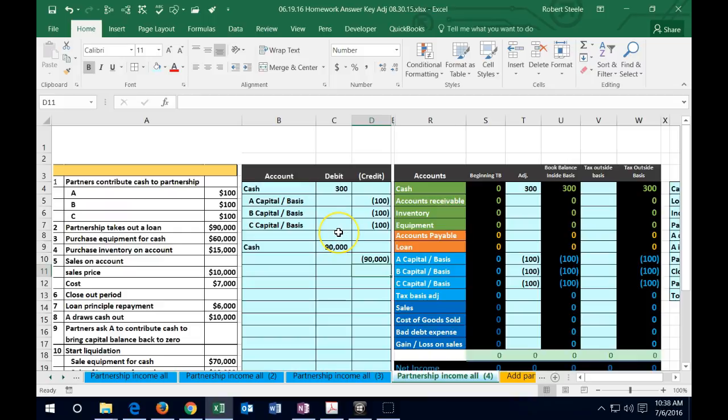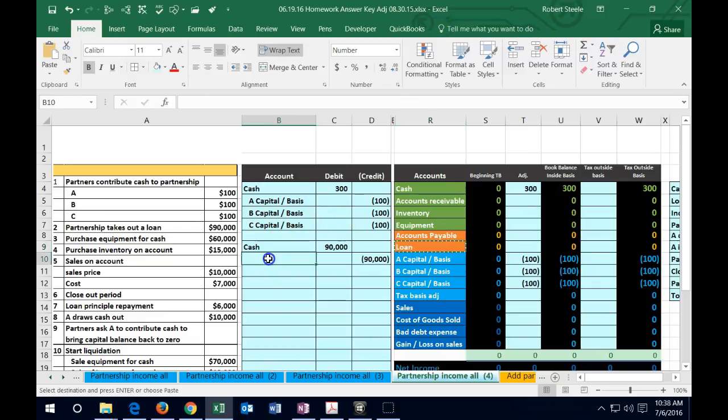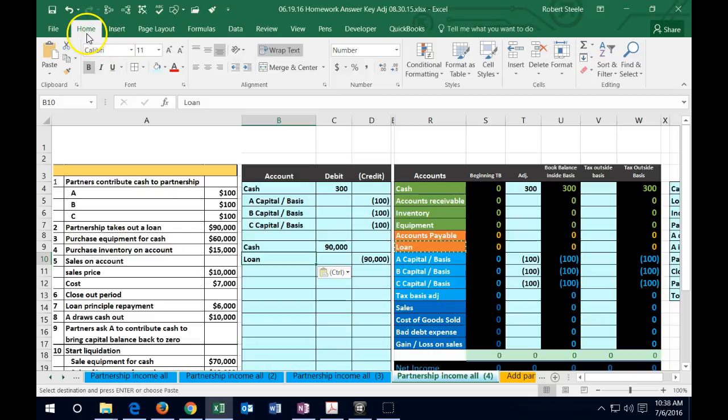We're going to represent the credits with bracketed numbers in this worksheet. And then the credit's going to go to the loan in this case. So I'm going to copy that, paste that down here. 1, 2, 3. Paste it 1, 2, 3. And we could indent the credit if we want. Alignment and indent. And if we post that out, then I'm going to go to cash.